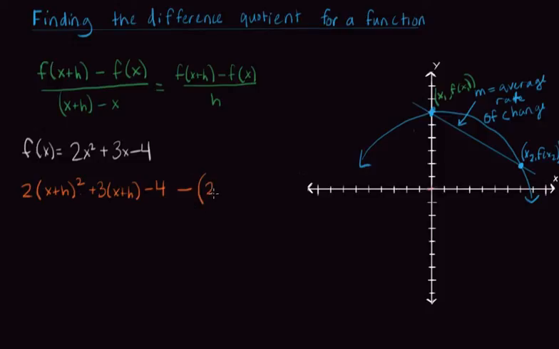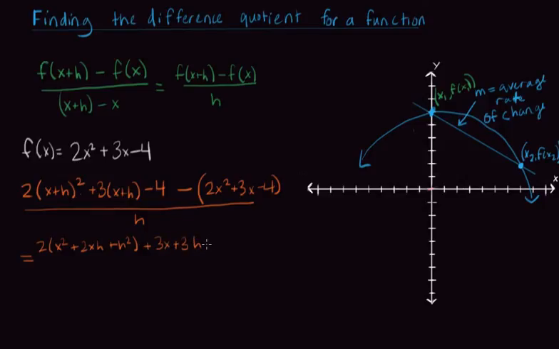minus f of x, which is 2x squared plus 3x minus 4 over h. Okay, so let's see what we can do to simplify the top. So this part needs to be FOILed, so it's going to be 2 times x squared plus 2xh plus h squared. This can be distributed, so 3x plus 3h minus 4. We can distribute the negative sign, so it's going to be minus 2x squared minus 3x plus 4.